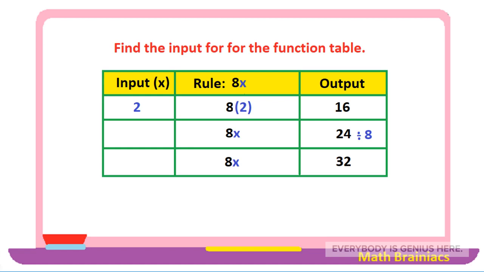We are going to divide the second output by 8 so that we can solve for x. 24 divided by 8 will give us 3. Therefore, when the input is 3, the output is 24. Likewise, on the third output, we're just going to divide it by 8 also. Therefore, 32 divided by 8 will give us 4. It is easy, right? When the input is 4, the output is 32.